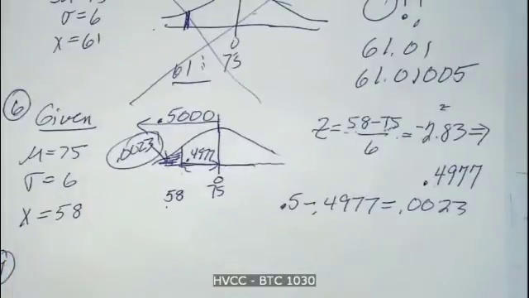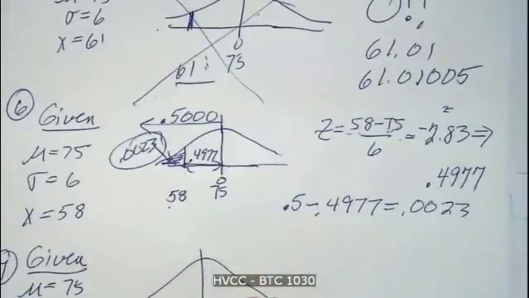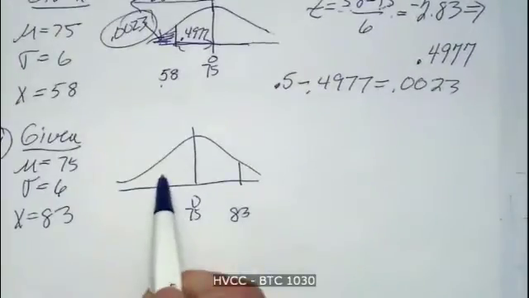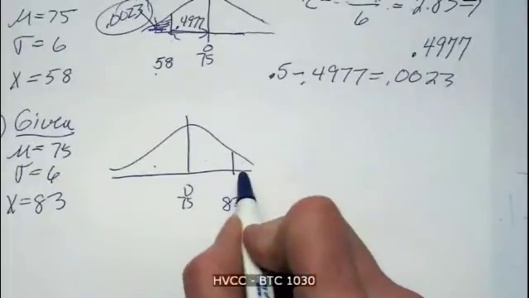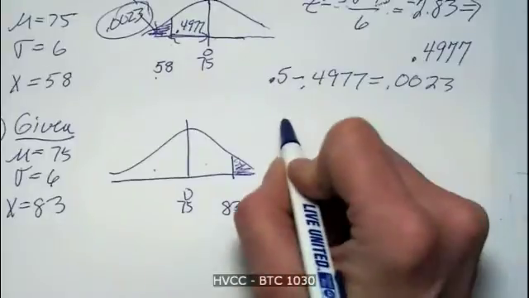Number 7. What percent of the factory workers assemble the parts in more than 83 seconds? Given mu is 75, standard deviation is 6, x is 83. Here's 75, here's 83, and I say more than 83. Do I shade A, B, or C? And yes, I can hear you. You're screaming right here, C. Good job.